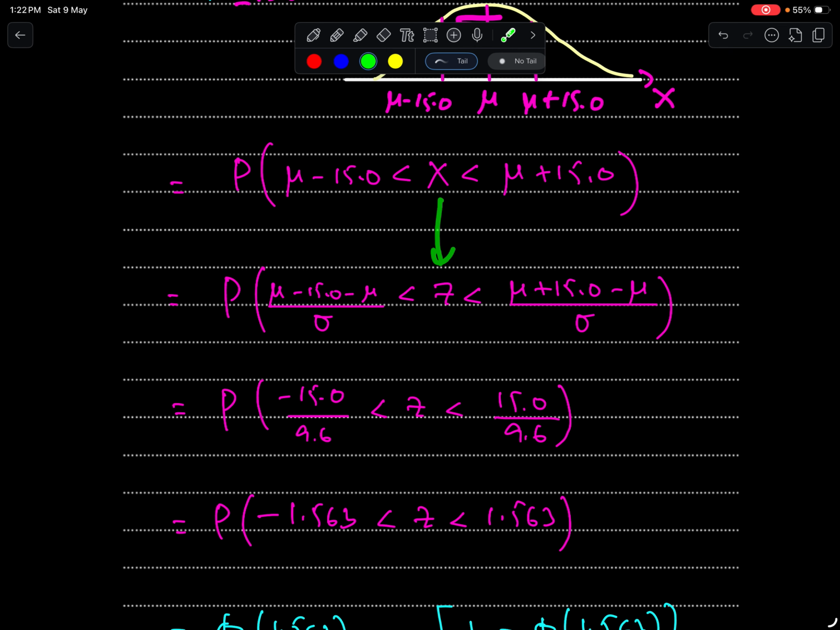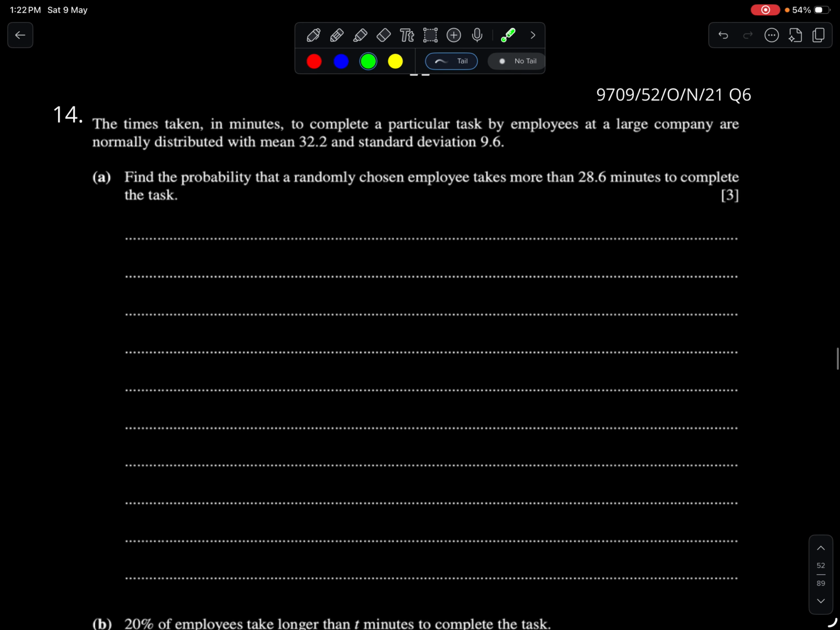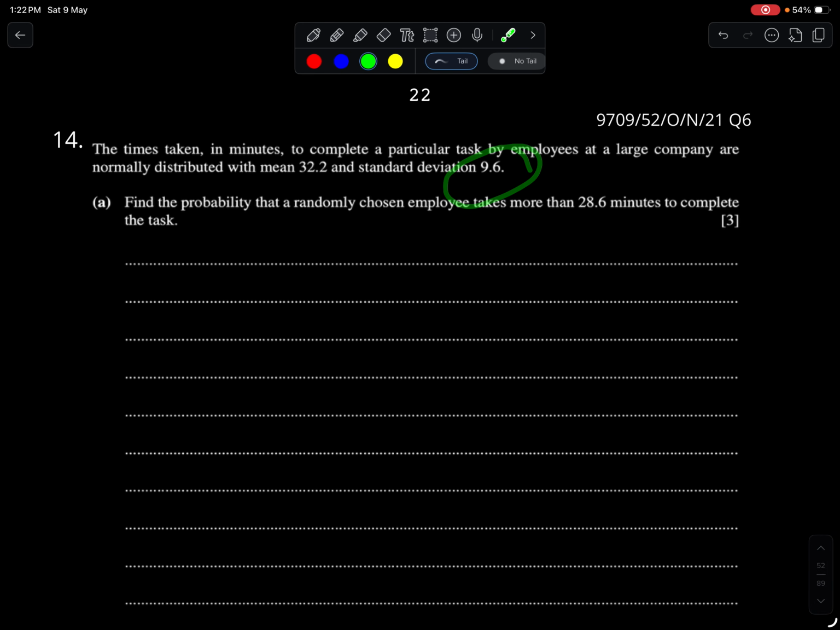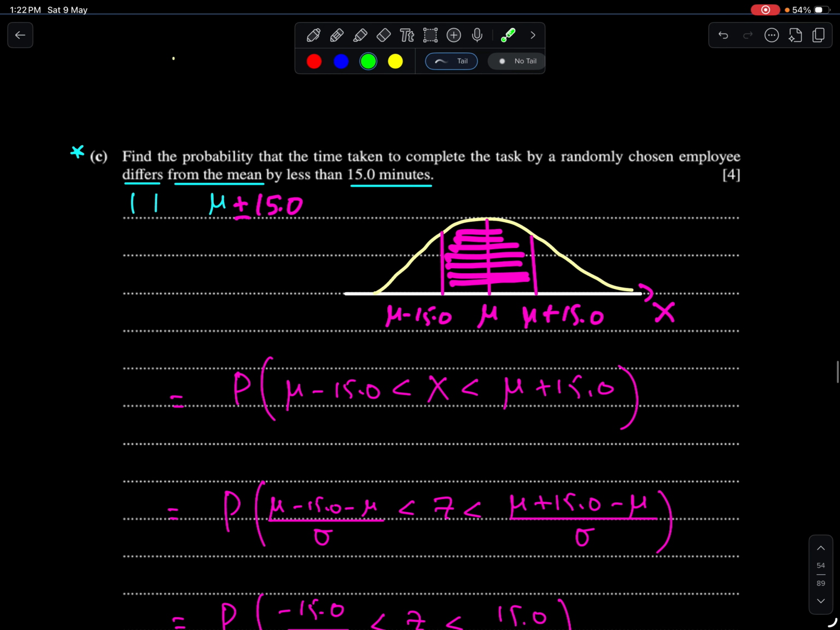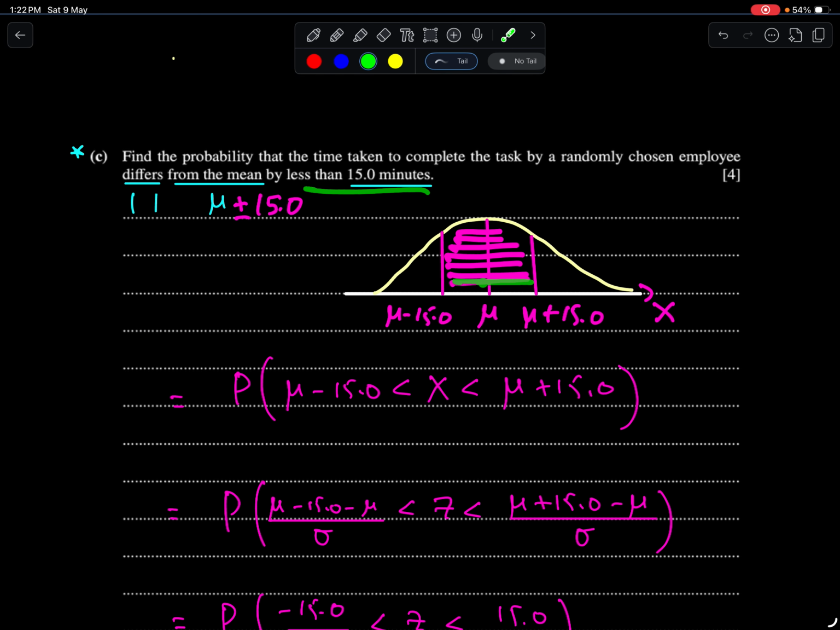So convert this statement into z. Mu cancels mu, so minus 15.0, sigma was given 9.6 in this question. This is phi and this is 1 minus phi. Now this statement means this thing. Make a rough sketch, understand the statement, shade the right area, and then write the probability equation.